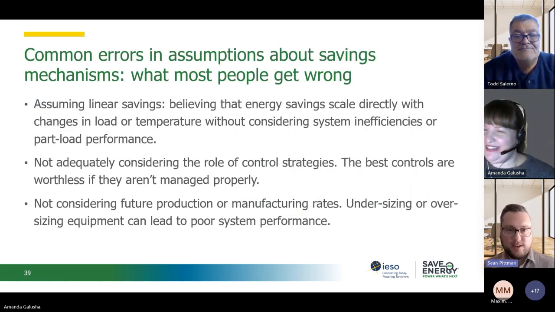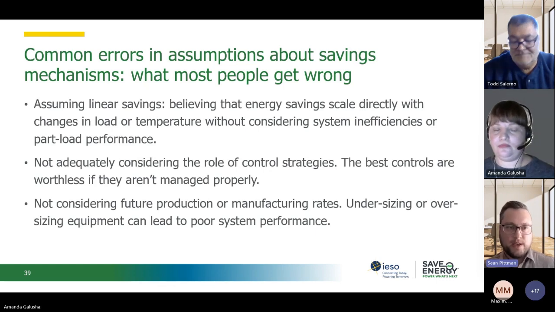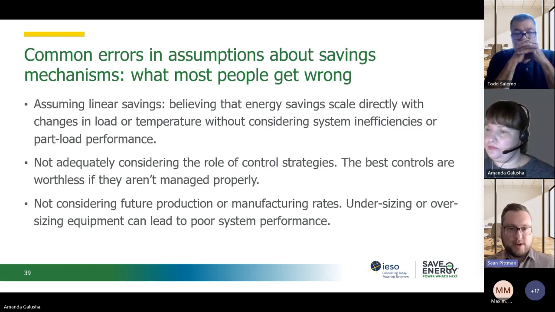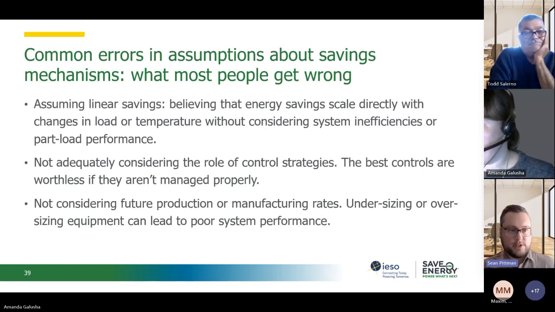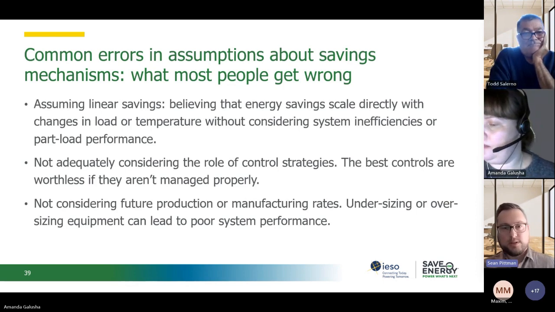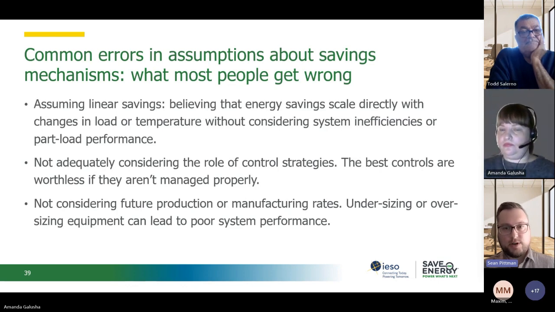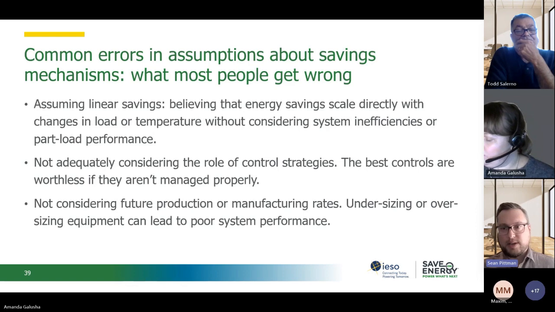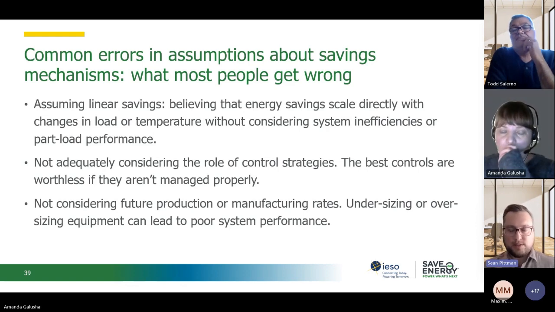So, common errors and assumptions about savings mechanisms. First, assuming linear savings. It is not always true that your energy savings are going to scale directly with changes in load or temperature. You need to consider system inefficiencies or part load performance, so those lines are not always a straight line. We see that a lot, people assuming that just because at this load it's going to save this much energy, it's a straight line. That's not necessarily the case.